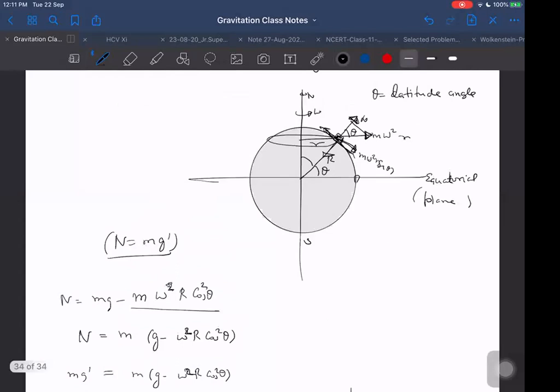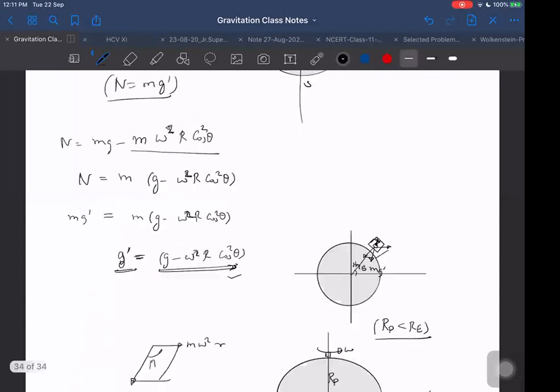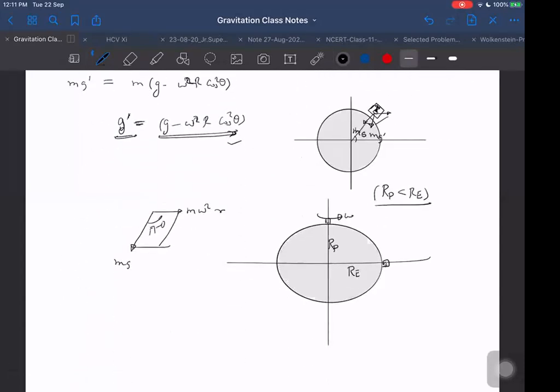Wait a second. What is this angle? This is theta. This is 90. This is 90 minus theta. 90 plus 90 minus theta will be pi minus theta. Then the resultant of these two I can write this way also: g square plus omega square r square plus 2 into omega square r into g into cos of pi minus theta is equal to g dash square. This also can give us apparent gravity. That will be better, I think, if we do it that way.